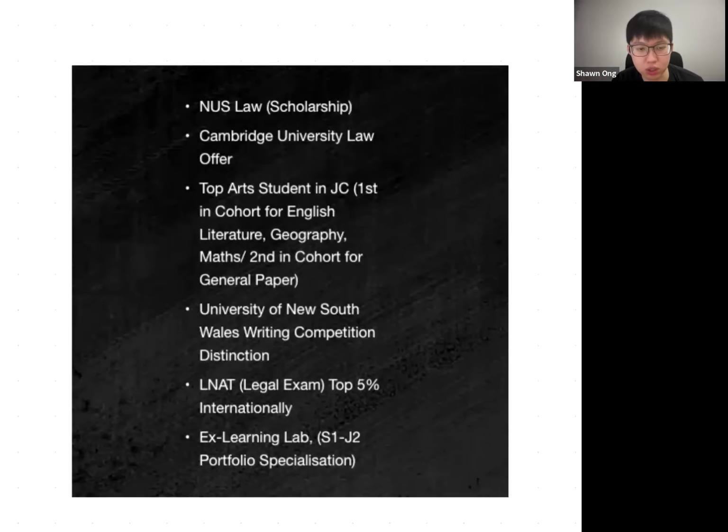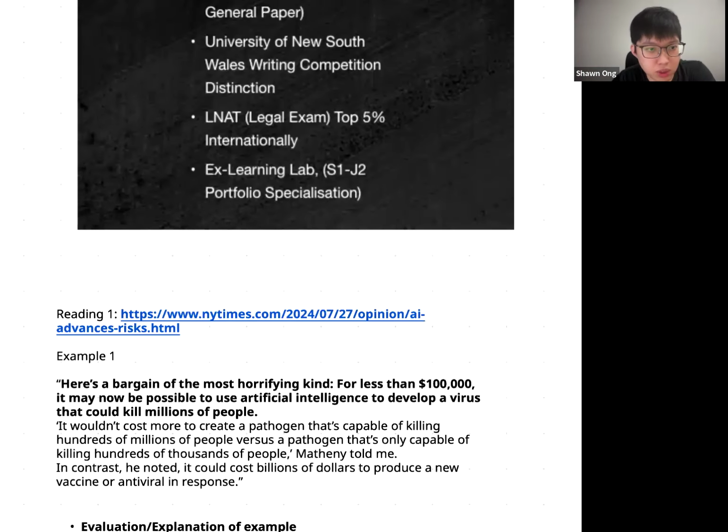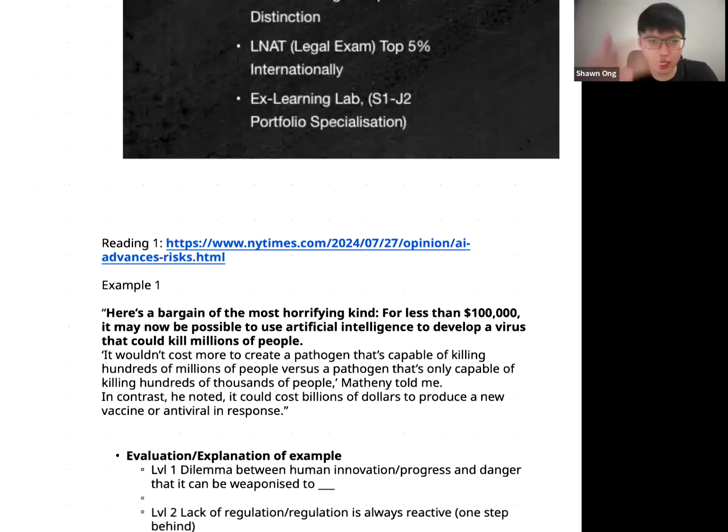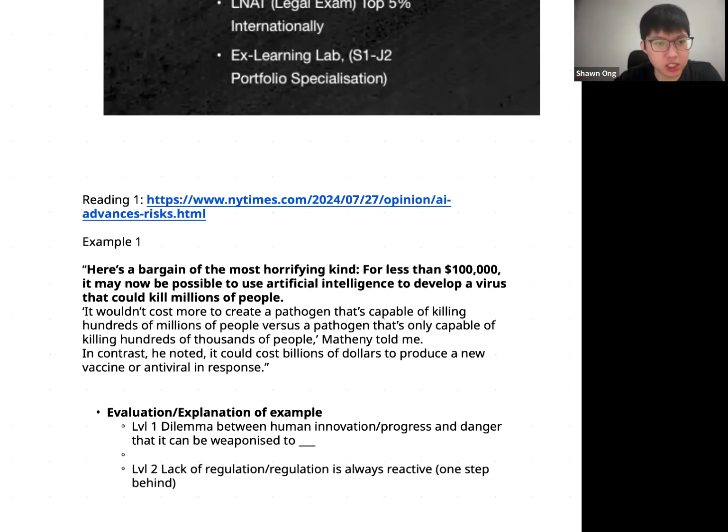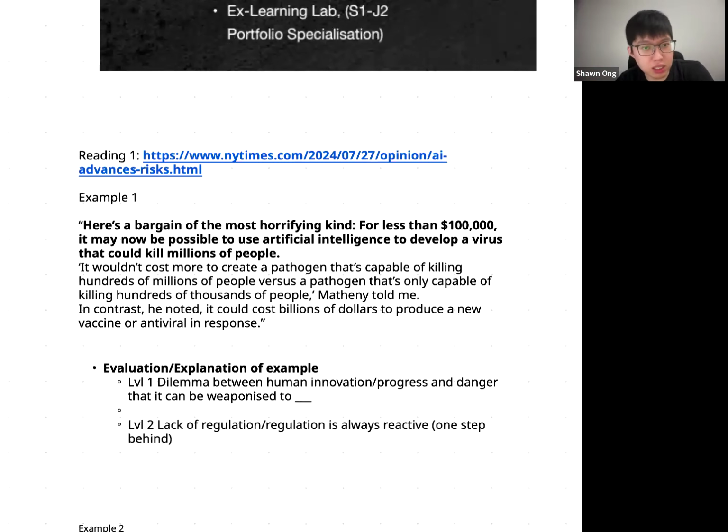3 examples, and the last one is going to be very good for you. All of these examples come from the New York Times. We do these things called readings. Basically, we extract an article and then try to reverse engineer ideas and examples from it. The first example is this: it's been stated in this article that it's actually relatively more affordable to use AI to create a virus that could kill millions of people, relative to actually creating a vaccine.